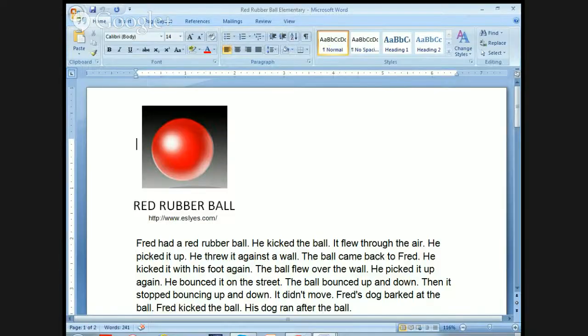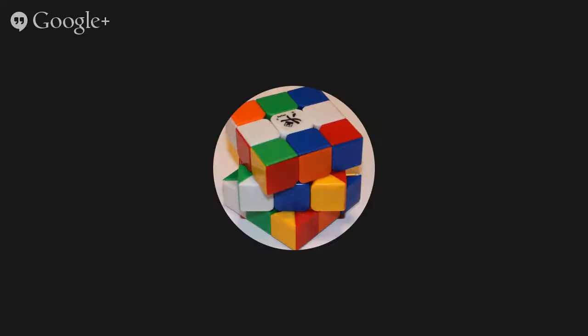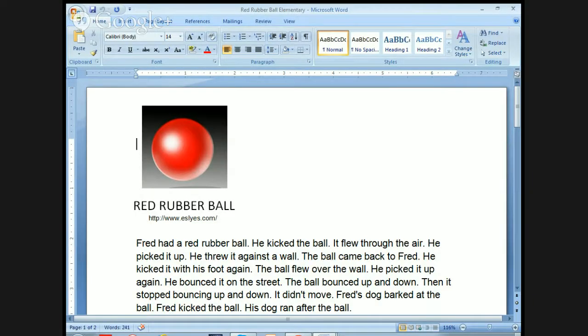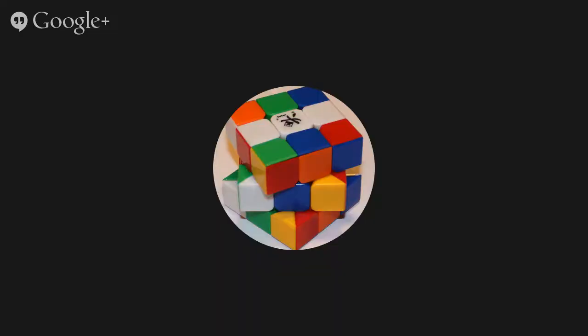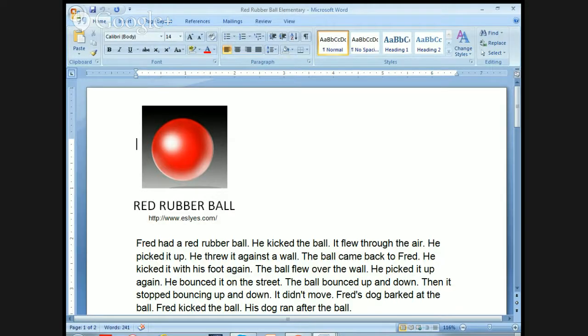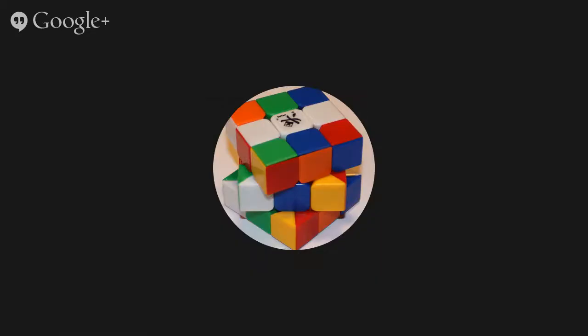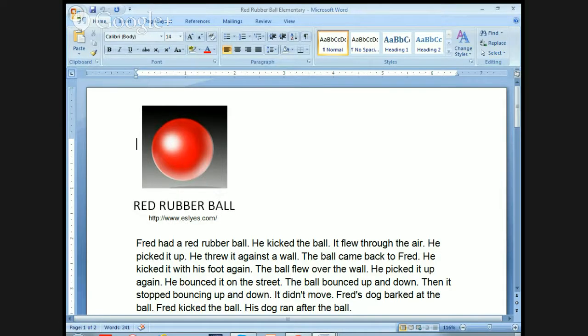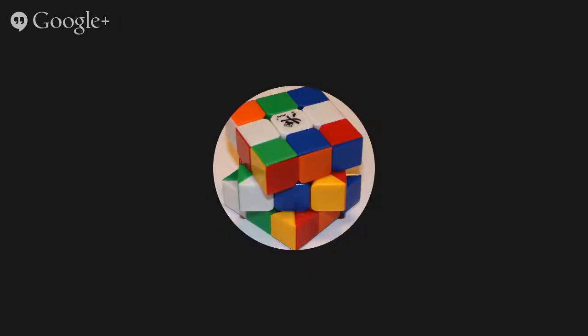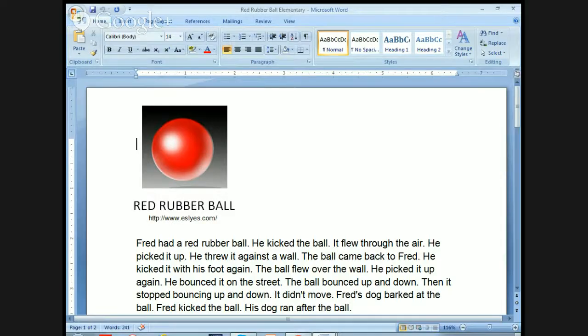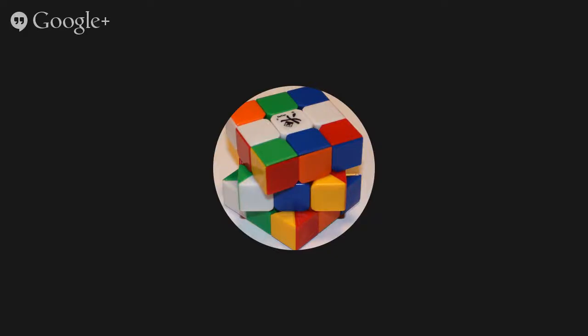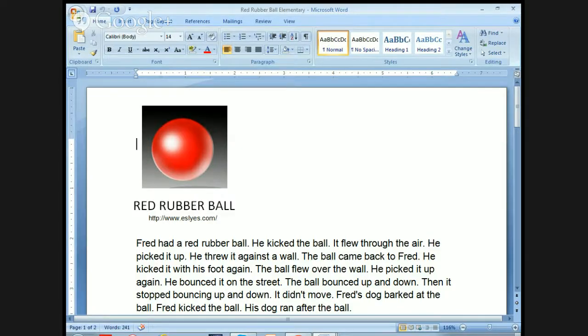Did Fred hit his dog with the ball? No, he didn't. Did Fred's dog bite his leg? No, it didn't. What did the dog do? The dog barked at the ball. Did he run after the ball too?